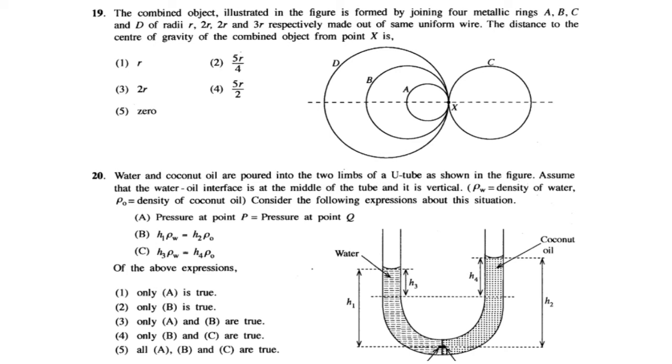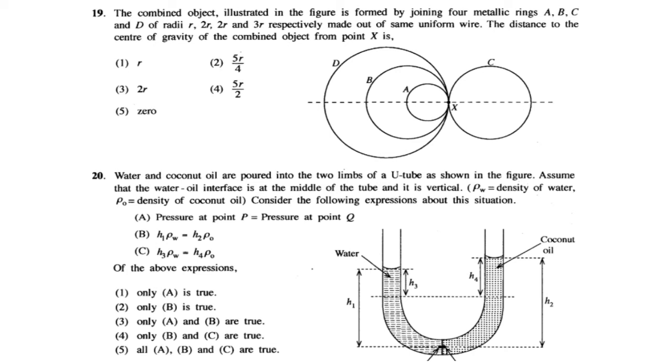So we have to find the distance from X to G. By taking the moments about X, we can write 8 mg into the distance GX equal to 3 mg into 3R plus mg into R. Then GX is 5R over 4. Answer is 2.